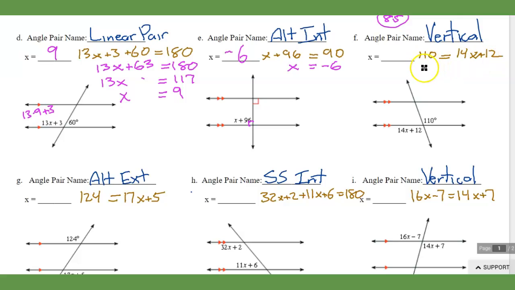Here we got a two-step problem. We got subtract 12 on both sides. Divide both sides by 14. What's 98 divided by 14? 7. Okay. So if we plug in here, 14 times 7 plus 12, does that come out to equal 110? 110. Because these are supposed to be congruent because they're vertical angles.